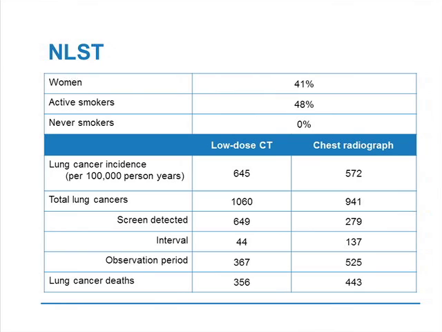There were more cancers detected in the low-dose CT arm, with a much greater portion detected by the screening test, very few detected between screens, and fewer in the observation period. There were more stage 1 cancers, fewer advanced stage cancers, and finally our home run result, a 20% reduction in lung cancer mortality.